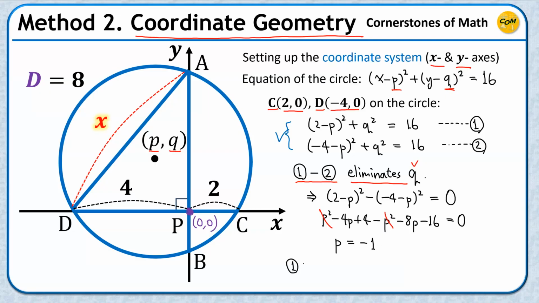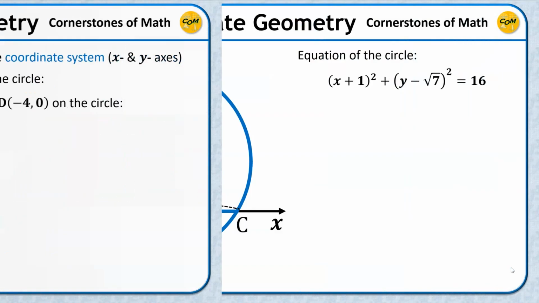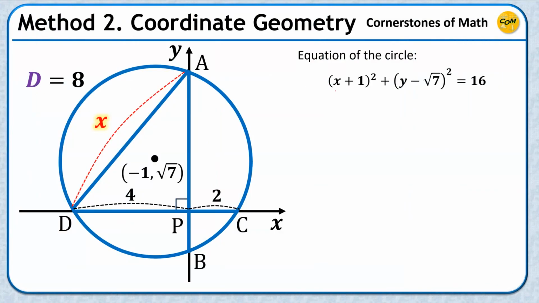And substituting this into equation 1, we have 3 squared plus q squared equals 16. So q squared equals 7. Here, q is positive because length PA is greater than length PB, hence q equals positive square root of 7. With these values of p and q, the equation of the circle is x plus 1 squared plus y minus square root of 7 squared equals 16.